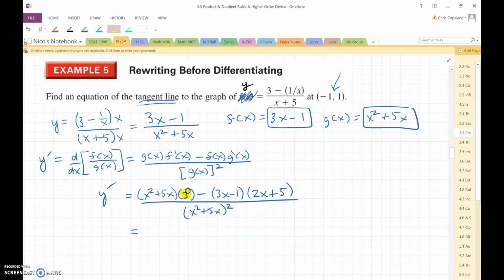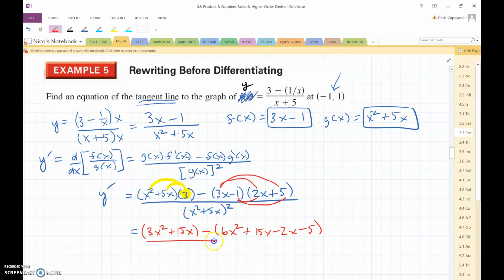So first of all, I can take this 3 and distribute it. I'm going to get 3x squared plus 15x, minus, this is going to be 6x squared plus 15x minus 2x minus 5, all over x squared plus 5x, squared.